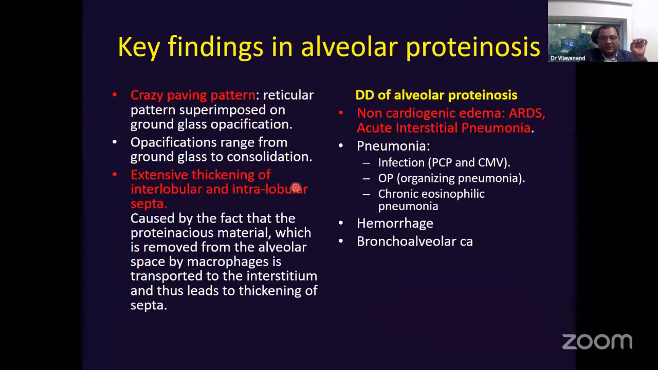The differentials for alveolar proteinosis can be non-cardiogenic edema like ARDS and acute interstitial pneumonia. Other pneumonia-like infections like PCP and CMV can also sometimes simulate them.